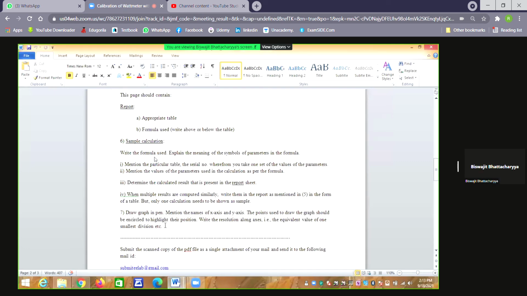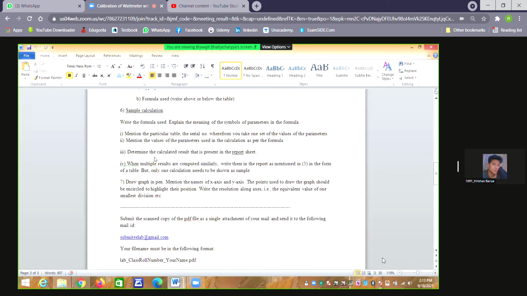Then draw a graph in pen. Mention the names of the x-axis and y-axis, the scale in the graph, and also the resolution on the x-axis and y-axis. And it should be handwritten. Submit a scanned copy as a PDF file.